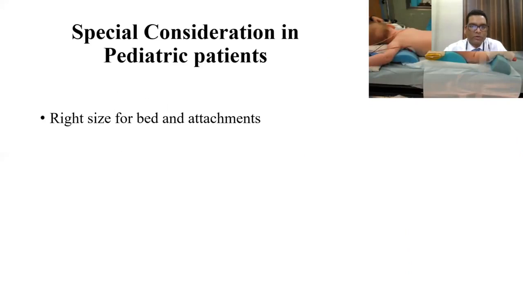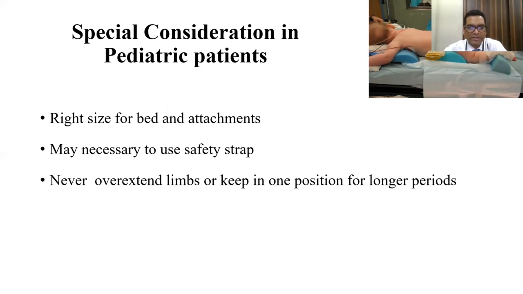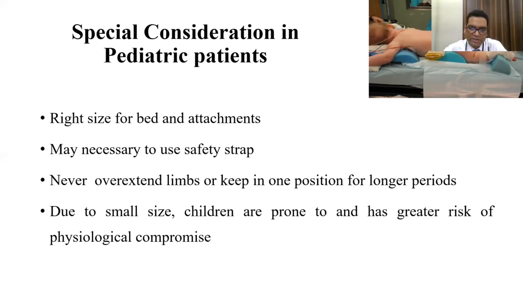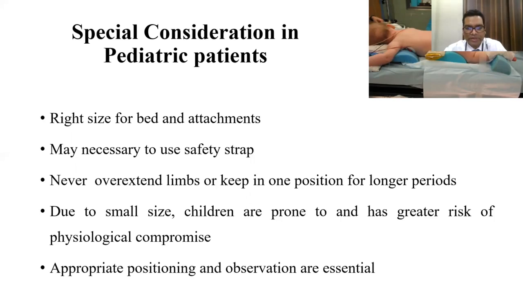For the pediatric population, the right size of the bed and attachments is a must. It may be necessary to use a safety strap. Never overextend the limbs or keep them in one position for a long time. Due to their small size, children are prone to and at great risk of physiological compromise. Appropriate positioning and observation are essential.